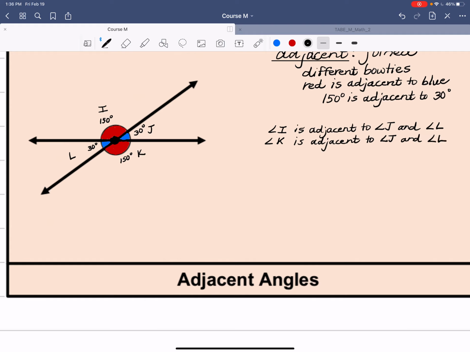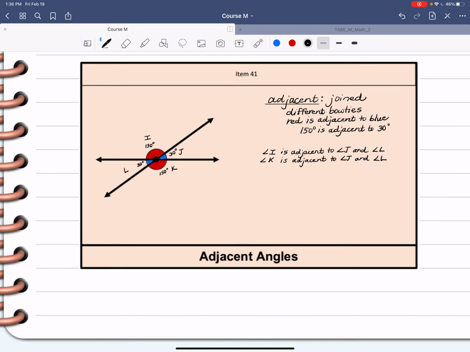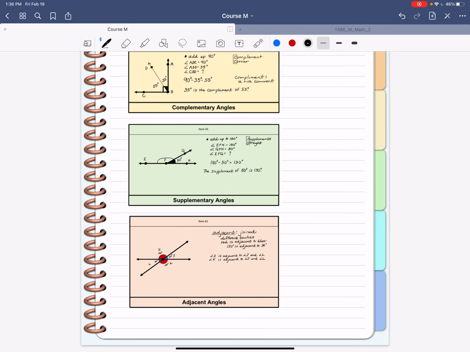So adjacent means that they're touching, they're joined together. Adjacent angles. Complements are adjacent. Supplements are adjacent. They're joined together.